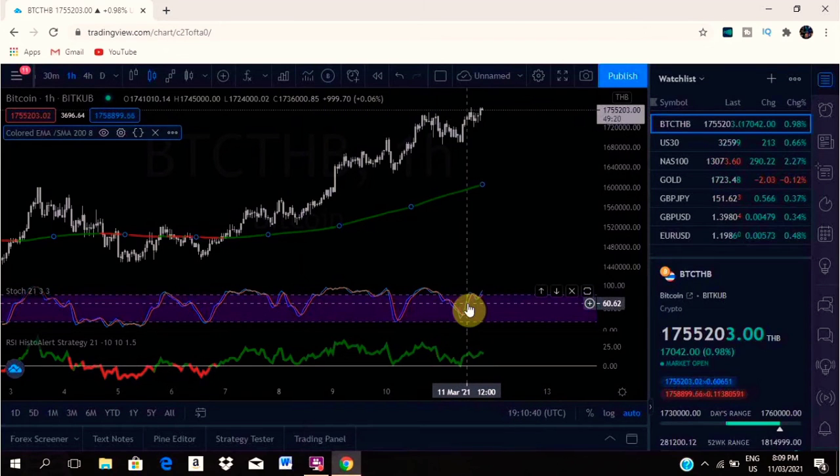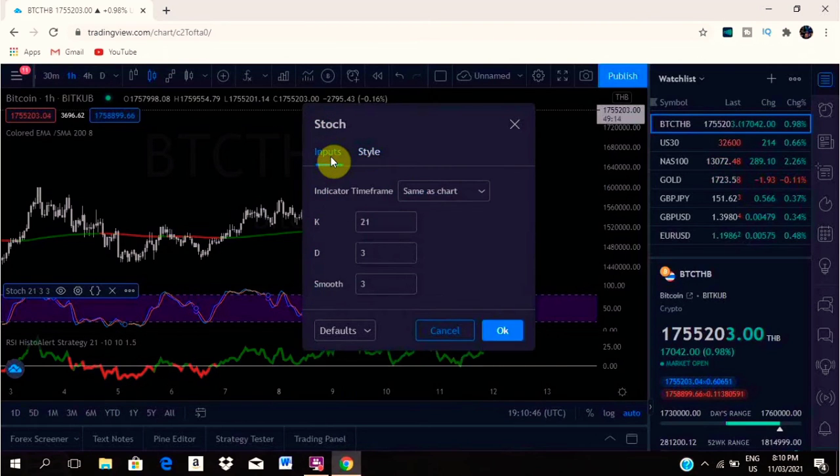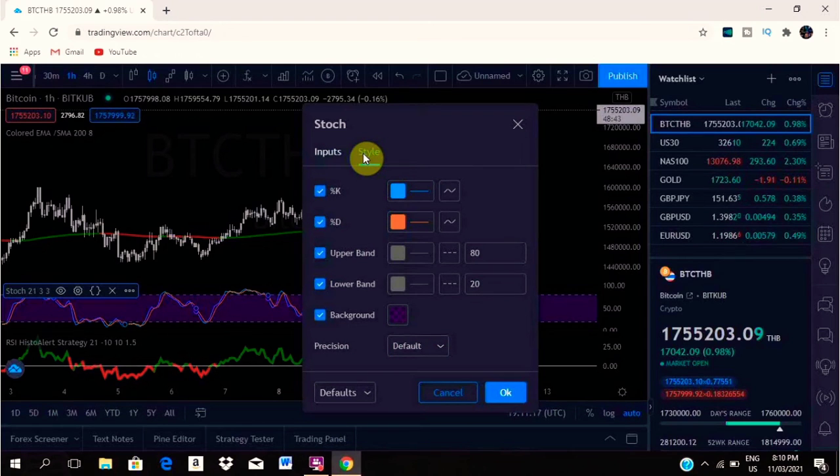You go to the stochastic oscillator. The stochastic oscillator is a 21 stochastic oscillator. We have 21, then we have 3, 3. As you can see here, 21, 3, 3. The normal stochastic is 20, but you will use the value of 21, 3, 3. And then there is nothing in the style, just the normal color, as you can see here.